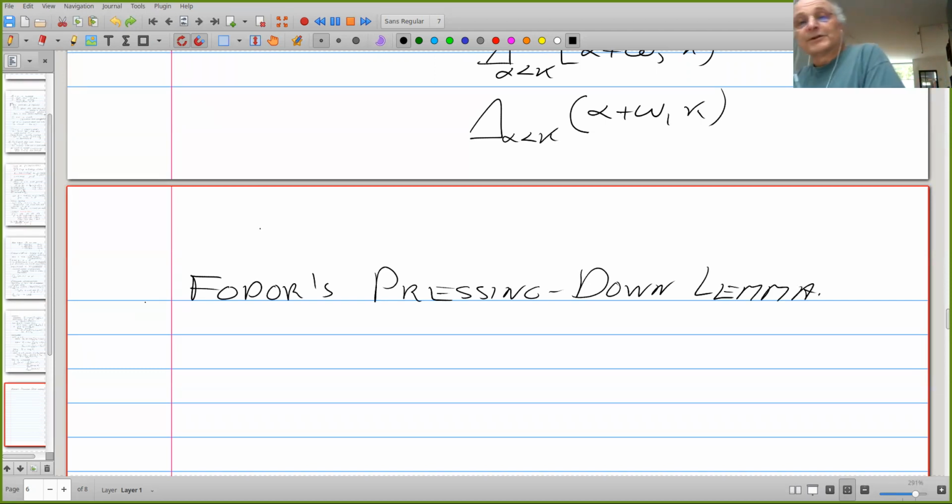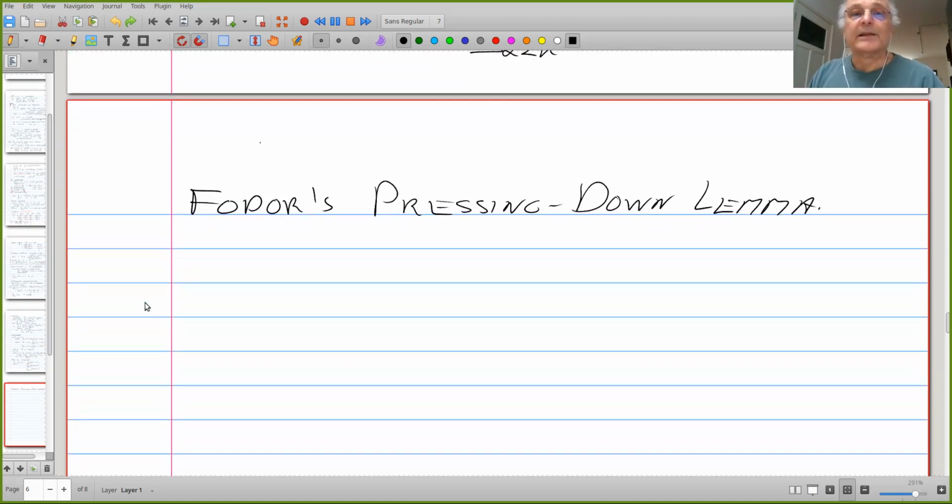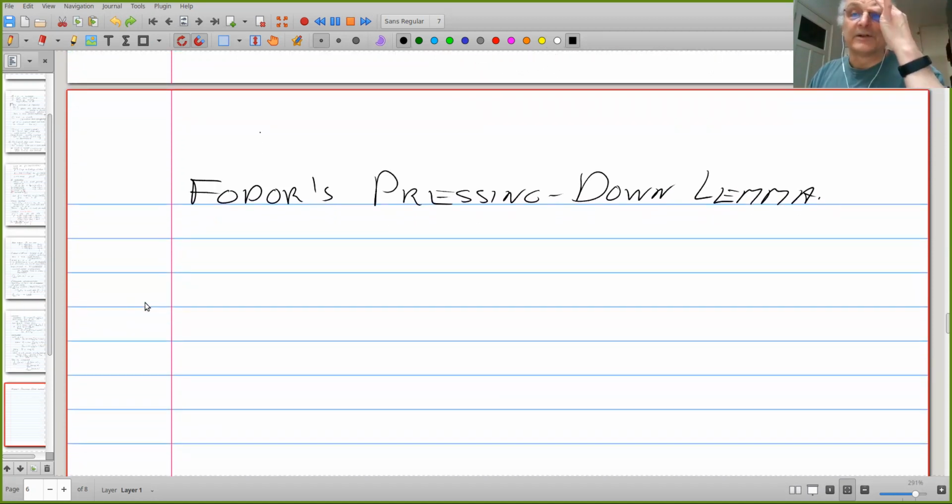That is Fodor's pressing down lemma. This is the central result about stationary sets. It is what gives them their power, and basically all the applications that you can think of sort of revolve around this idea at one time or another. And it's stronger than what Bloch concluded.